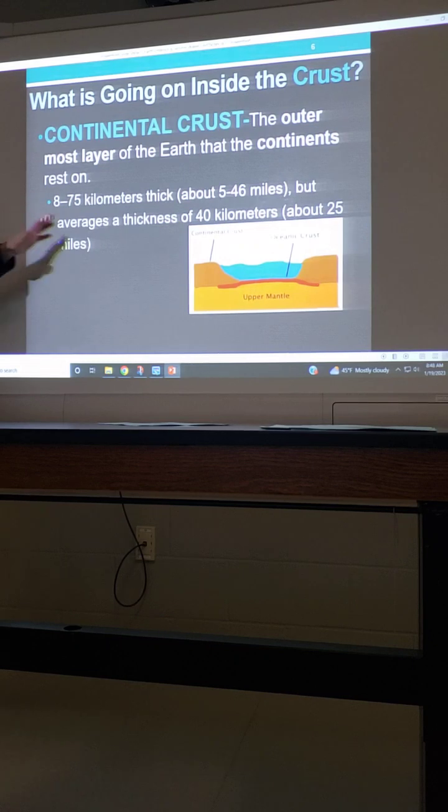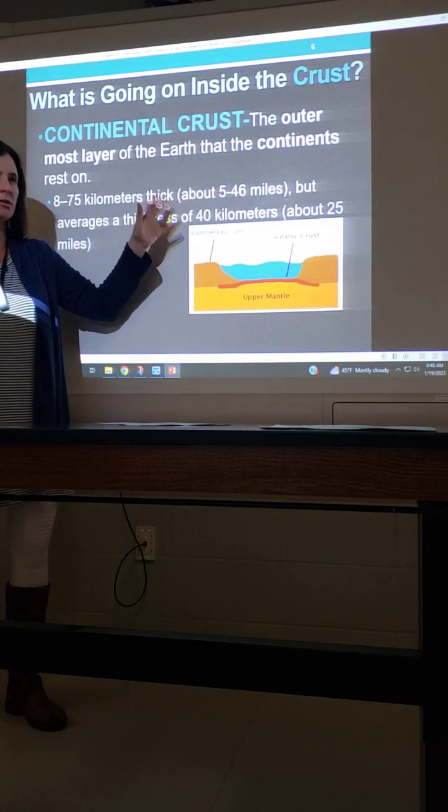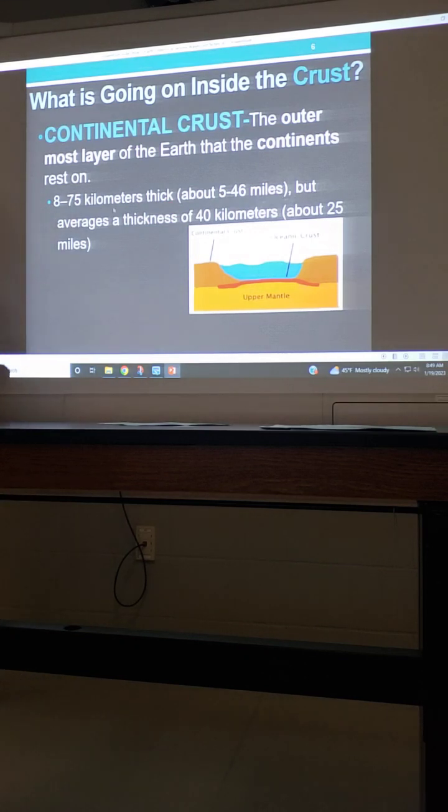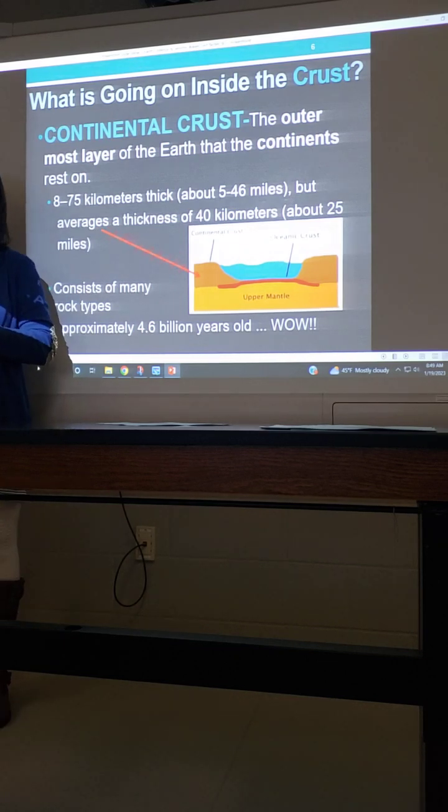Continental crust is going to be the outer layer of the Earth that the continents rest on. Again, it can go from 5 to 46 miles, but again, usually 25 miles is about average. And again, that'd be like going from here to Marion. And it's made of a lot of different types of rock. It's not just volcanic. And this type of rock is 4.6 billion years old. So it's not young like our oceanic crust is.